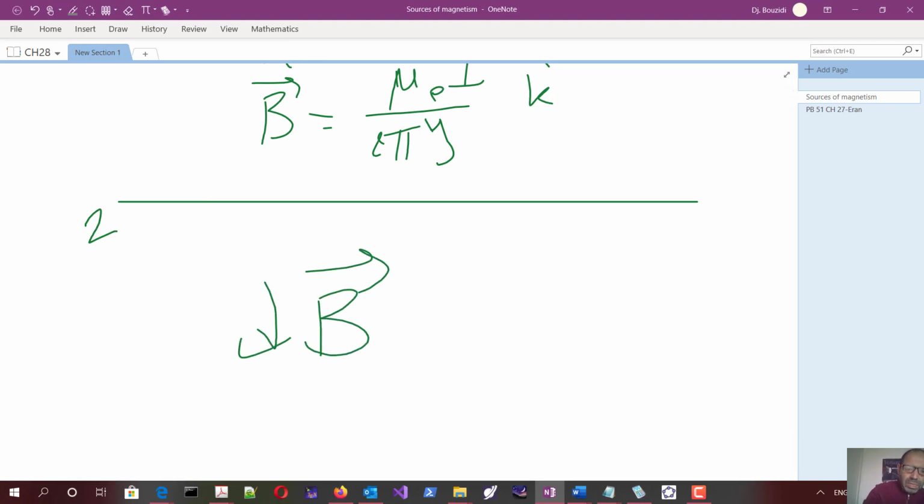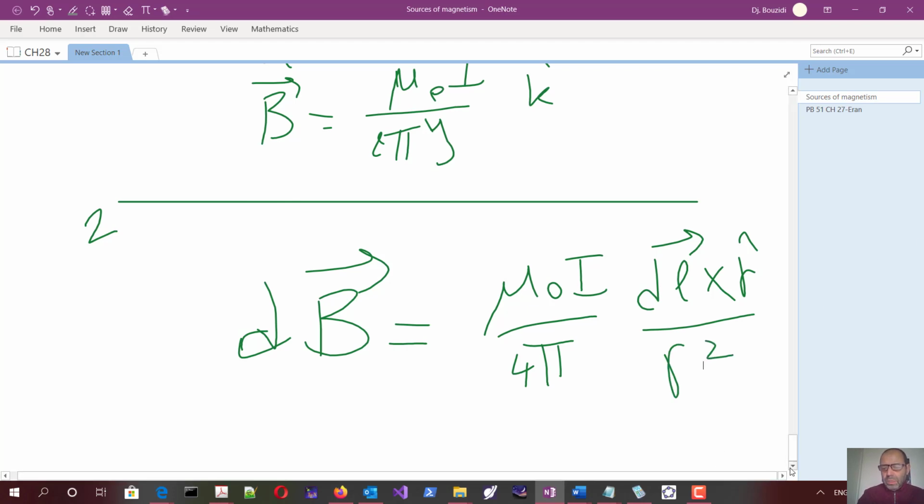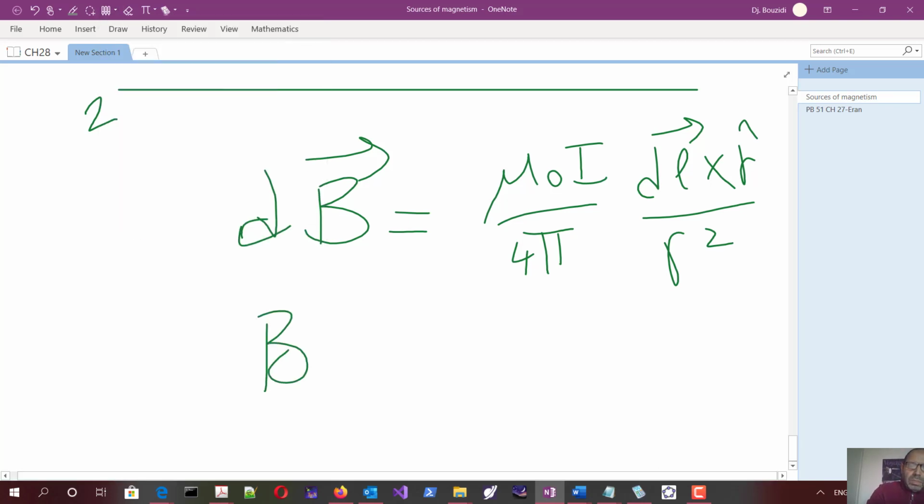Since we're taking an element dl, it's not going to create the whole magnetic field, just a part of it. That is, of course, proportional to the current and the properties of the medium, and also to the dl element itself crossed with the unit vector pointing from the start of where the element is all the way to where we want to find the magnetic field, divided by the distance squared. So this law is what is known as the Biot-Savart law. And this is an important law. This is based, if you wish, on observation, okay?